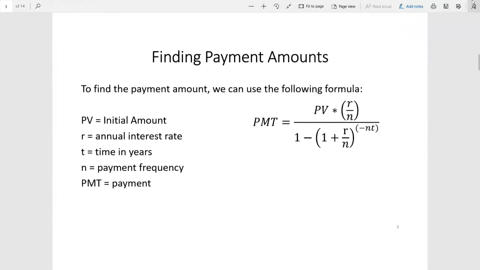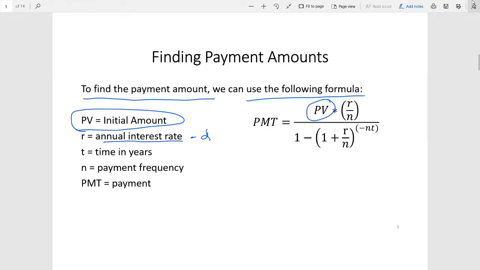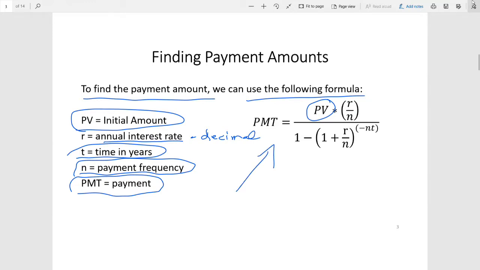Now, finding payment amounts. To find the payment amount, we'll use the following formula. PV is the initial amount that you're borrowing, R is the interest rate in decimal, T is the time in years, and N is the payment frequency, and PMT, of course, is the payment. And this is the formula that we use.